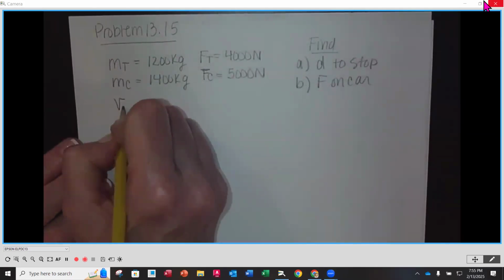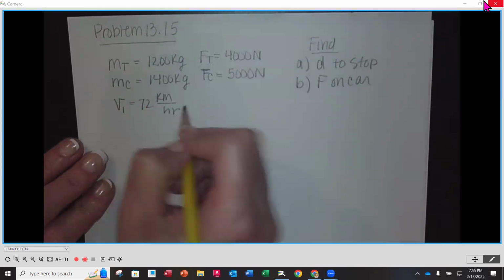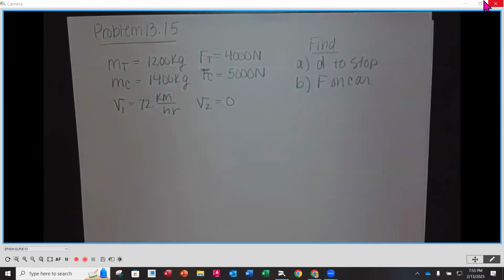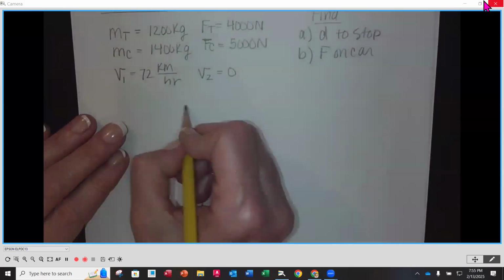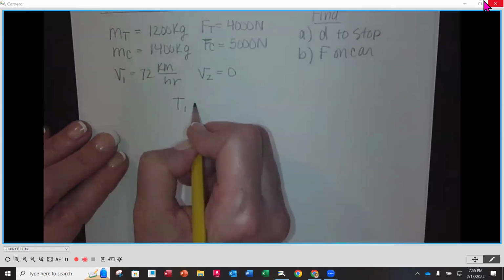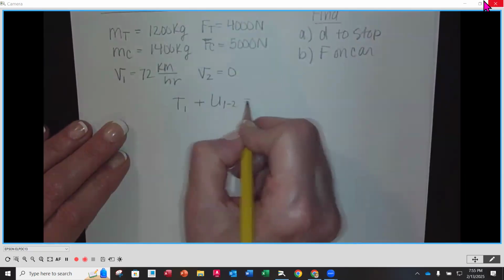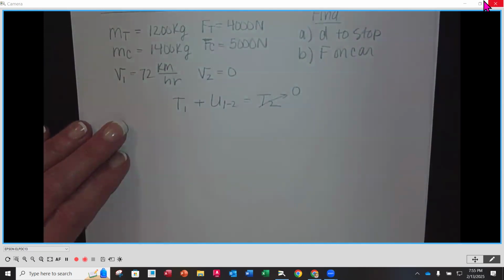We also know that the velocity that we're starting at is 72 kilometers per hour, and our ending velocity is going to be 0 because this is the distance until we stop. Now, as we look here, we're going to use the work energy theorem. So we know that T1 plus U 1 to 2 is equal to T2. Our T2 is going to go to 0 because we're coming to a stop after we've applied our brakes.